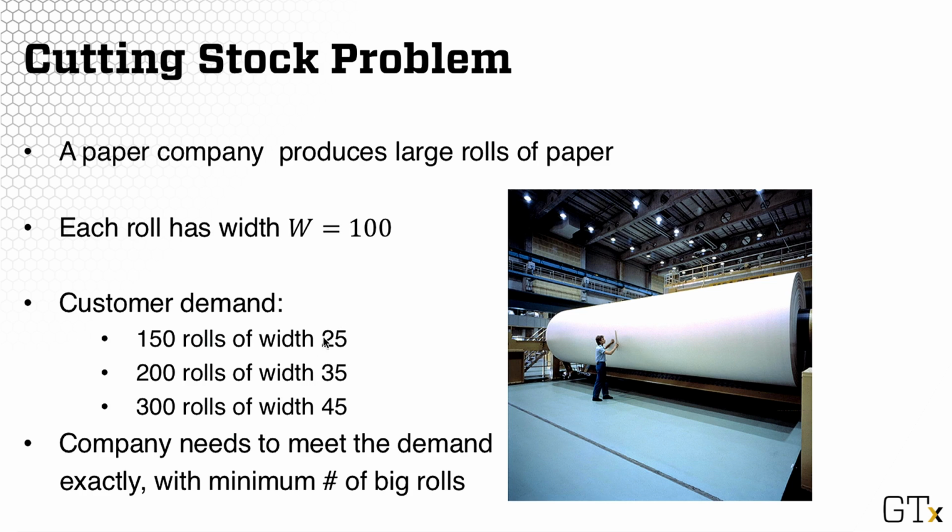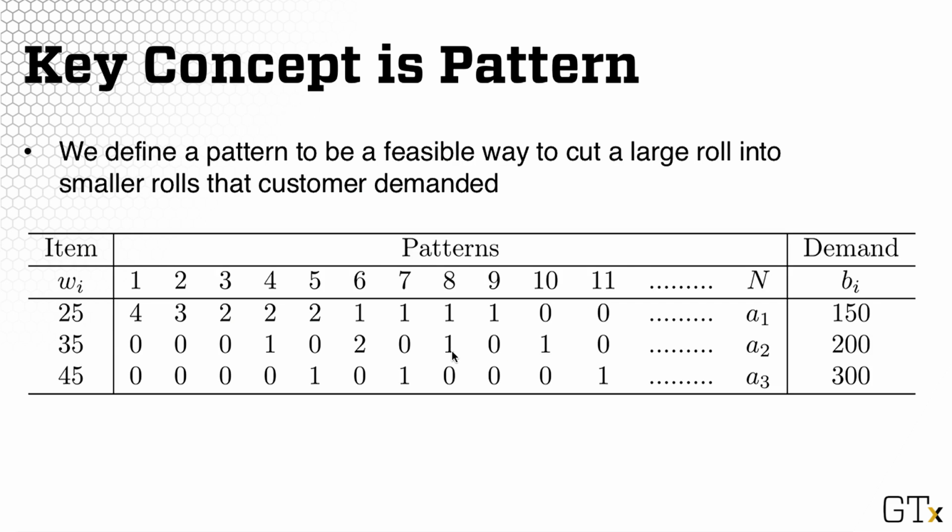Because demand comes in arbitrary width, the company may not be able to exactly use up each big roll. Maybe there is some waste part that cannot be used. And there may be many different ways to cut a big roll into smaller ones. So the most economic and optimal way to cut these big rolls to satisfy all this demand is a highly non-trivial question. So the key concept is pattern.